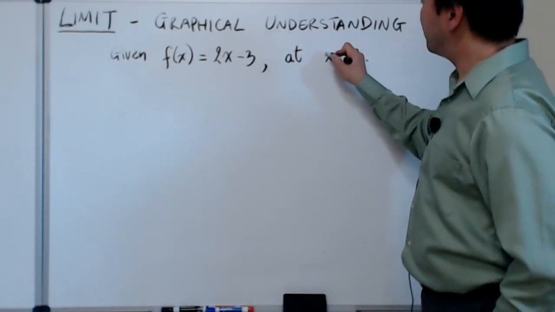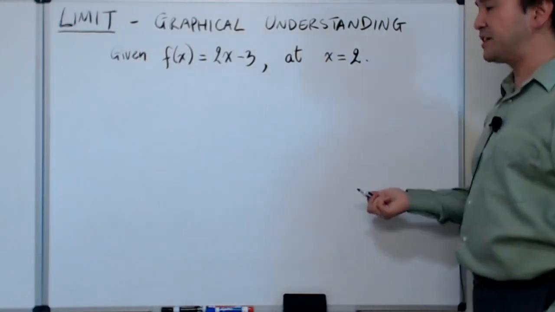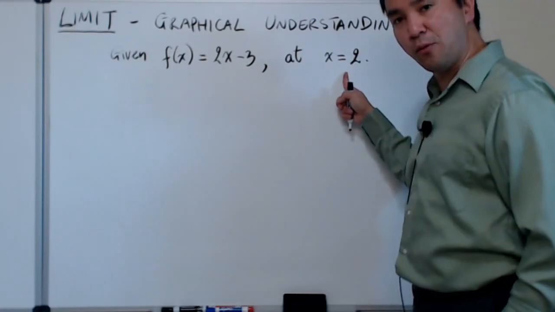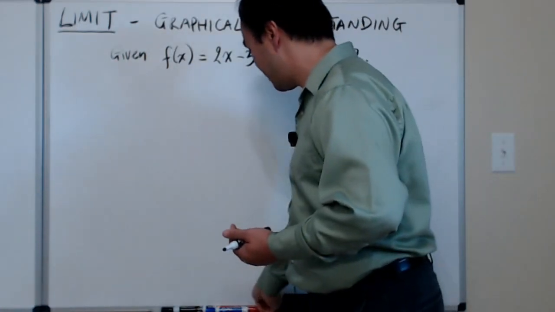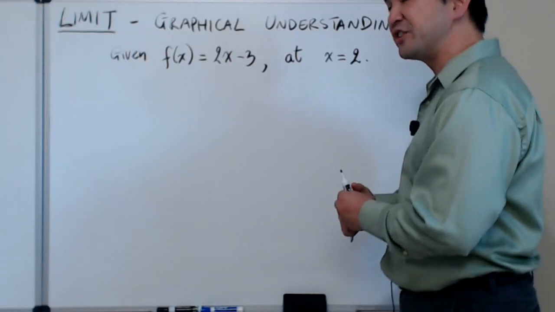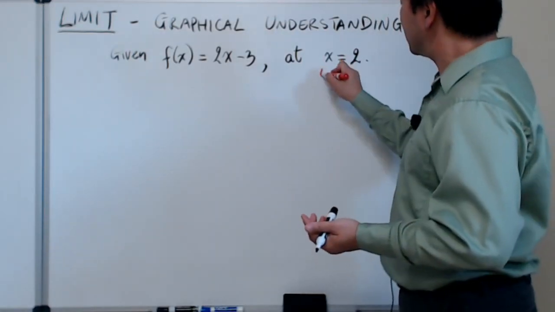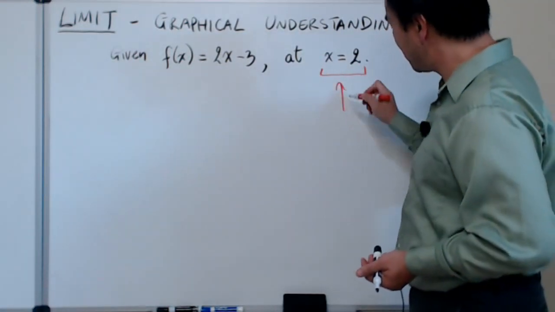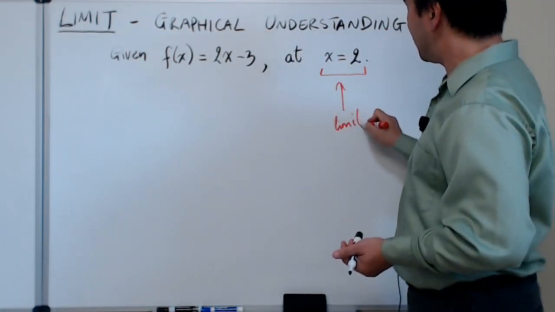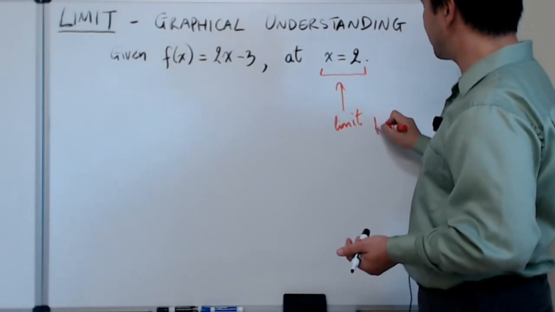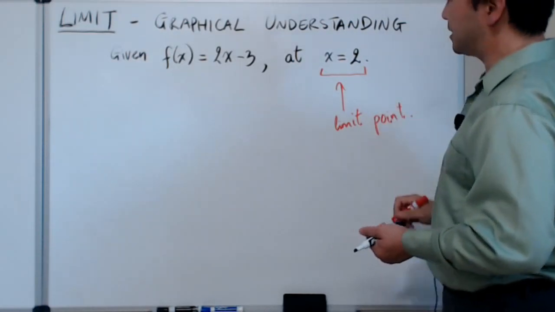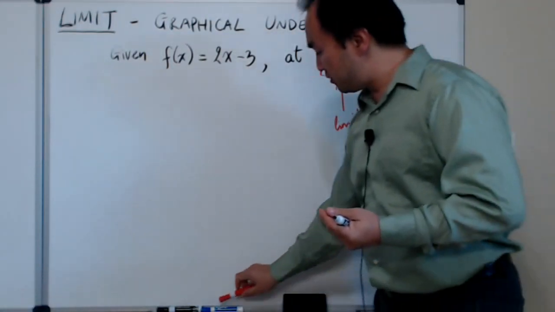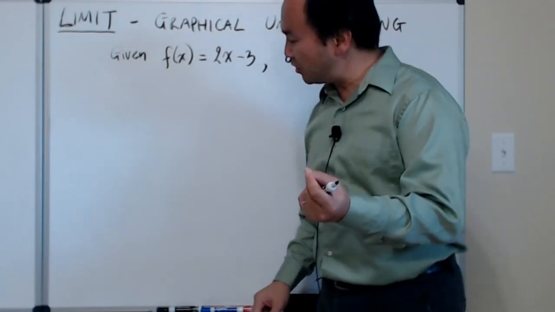All those terminologies we picked up throughout the earlier lecture, we refer to this point here as the limit point. That's just a reminder of the terminologies, making it convenient for good communication among all the mathematicians out there. After our last lecture, we learned that this point here is referred to as the limit point.